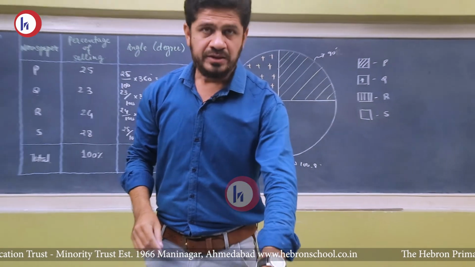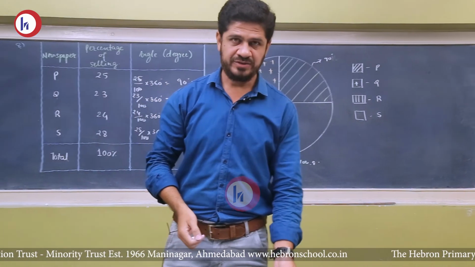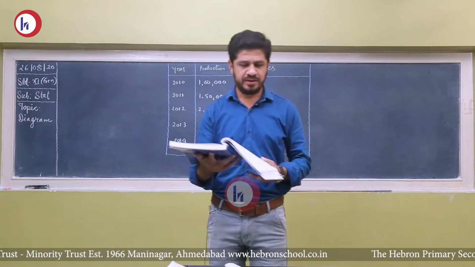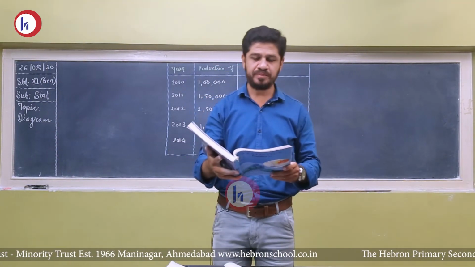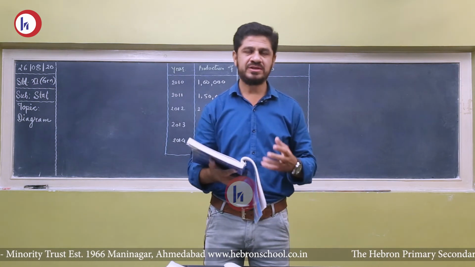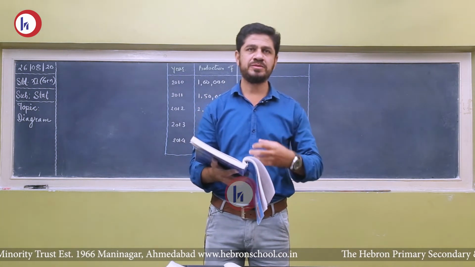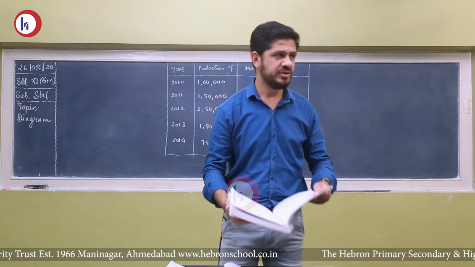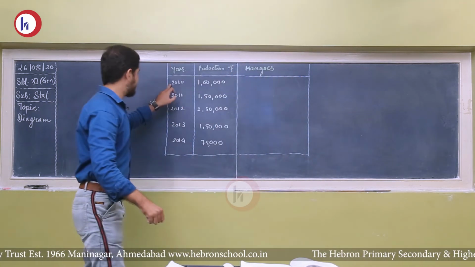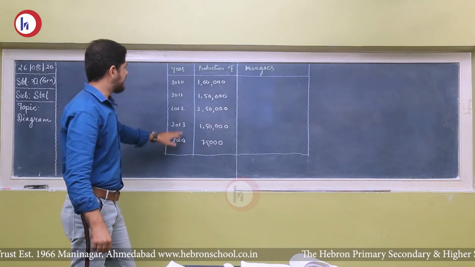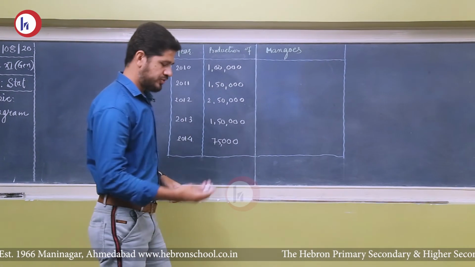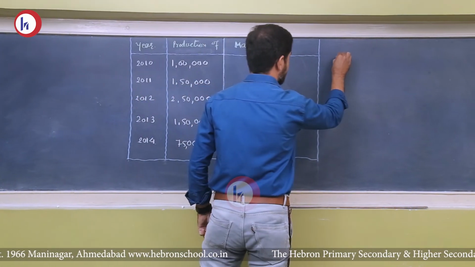Okay. Now let's come to the last one of this video. Okay, question number 5. Represent the following information by pictogram. Pictogram is nothing but the type of diagram that shows the pictures. Okay, so here the production of mangoes are given to us. So here from 2010 to 2014 given to us, as well as the production of mangoes are also given to us.